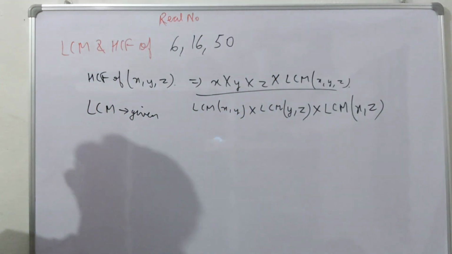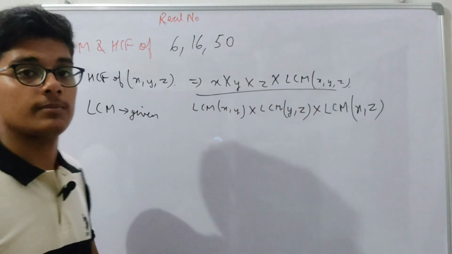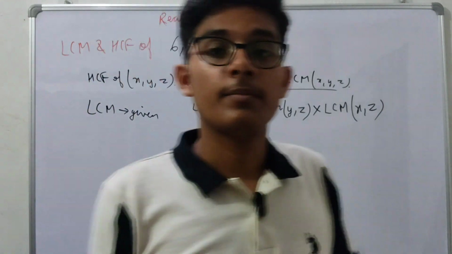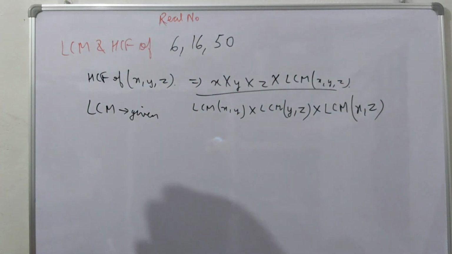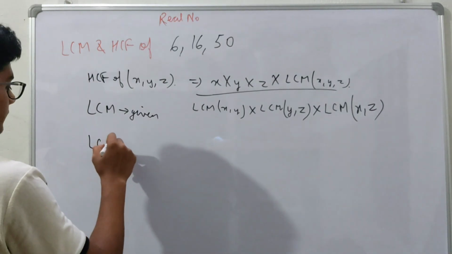So this is a process to find HCF of 3 numbers if the 3 numbers and LCM of those numbers are given. So you can easily find HCF. Similarly, how to find LCM?